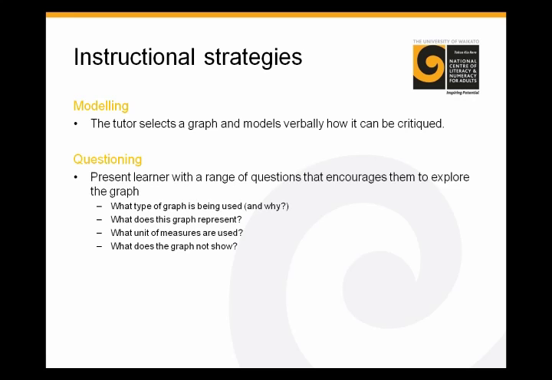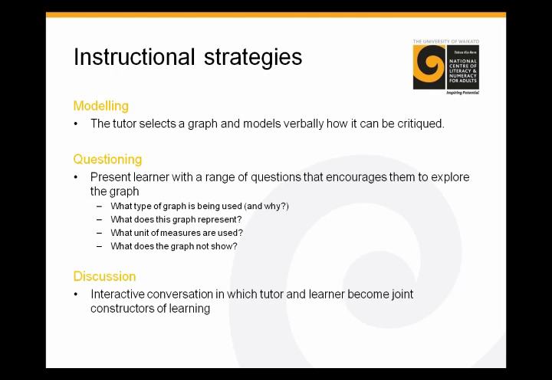Another strategy is questioning, asking your learners or employees various questions to get them thinking and critiquing the graph a little bit more deeply. For example, what type of graph is being used and why? Why would they use this graph? What does this graph represent? What unit of measures are being used? What does the graph not show? And you might have a series of questions that you have pre-prepared, or you just generate as you're going, that really leads the employees into looking deeper into that graph.